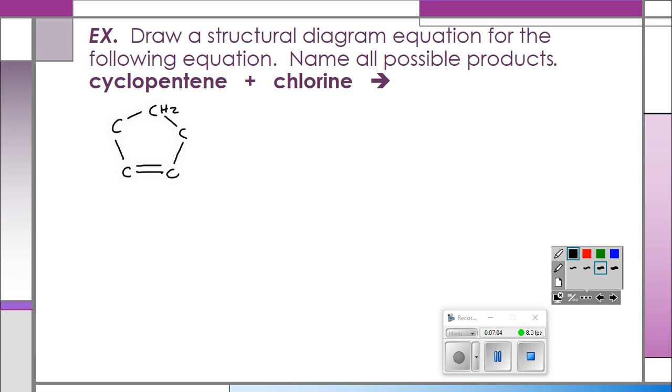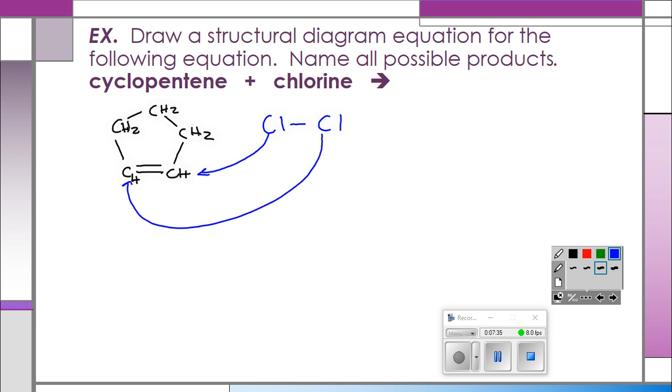If I'm looking at hydrogens here, the ones part of the double bond have one hydrogen, and the ones that aren't have two. Now I'm going to add chlorine. Chlorine is Cl2. And I'll do the same thing I did for hydrogen, represent the bond that's between the two atoms of chlorine. Now we'll represent each atom attaching itself to one of the carbons that was part of the double bond.